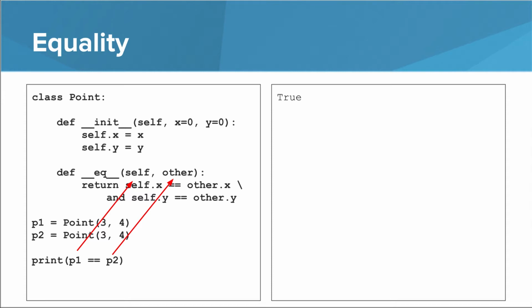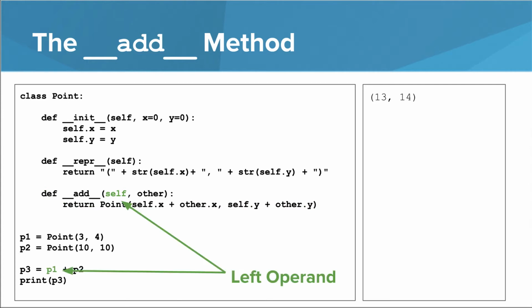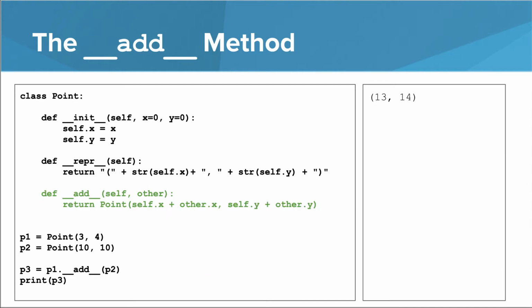We can do the exact same thing with addition. We can override the add method, and that allows us to overload the plus operator. So here, if we have p1 plus p2, and we define the add method, then p1 as the left operand becomes self, and p2 as the right operand becomes this parameter other. So behind the scenes, this is really equivalent to calling p1.add(p2). But it's much nicer to use the plus operator, so we can actually add 2 points together.